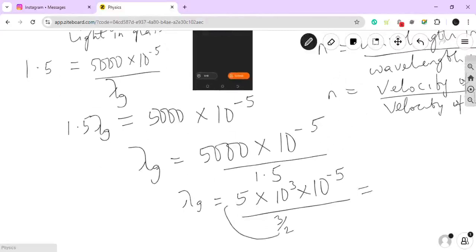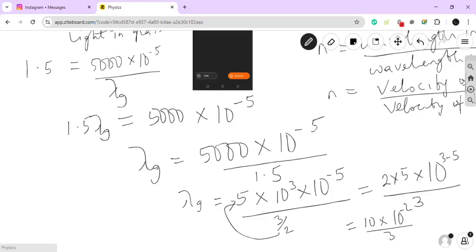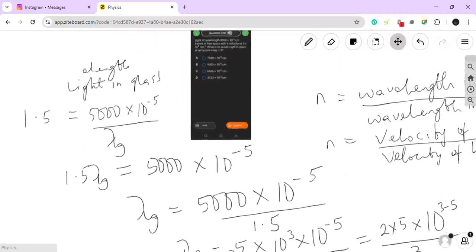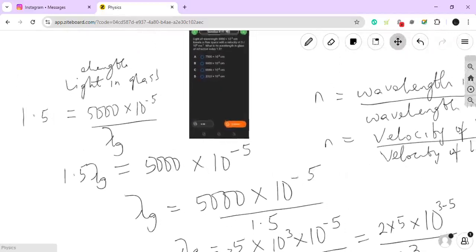So these two can come up, meaning I can write it as 2 times 5 then times law of indices, 10 raised to power 3 minus 5, law of indices, then over 3. So this will be 10 times 10 raised to power minus 2 over 3, right? And what's 10 over 3? 10 over 3 should be 3.33 something, right? It should be 3.33 something.